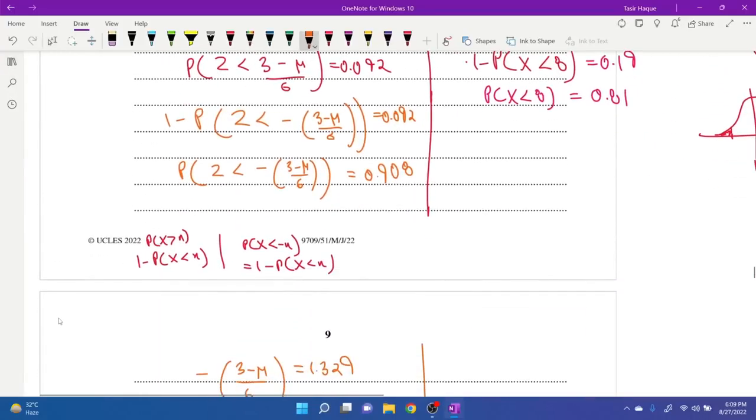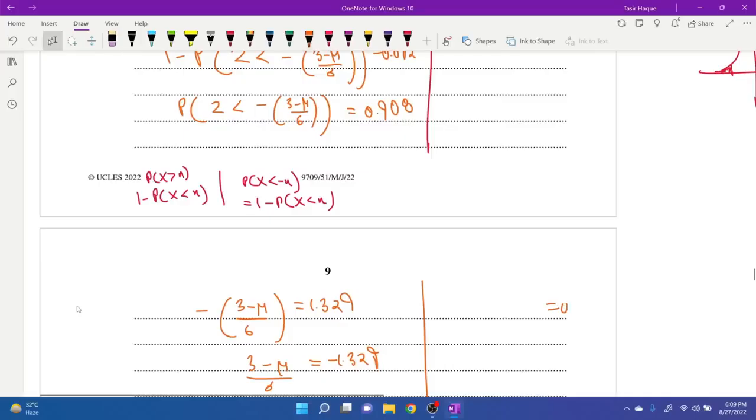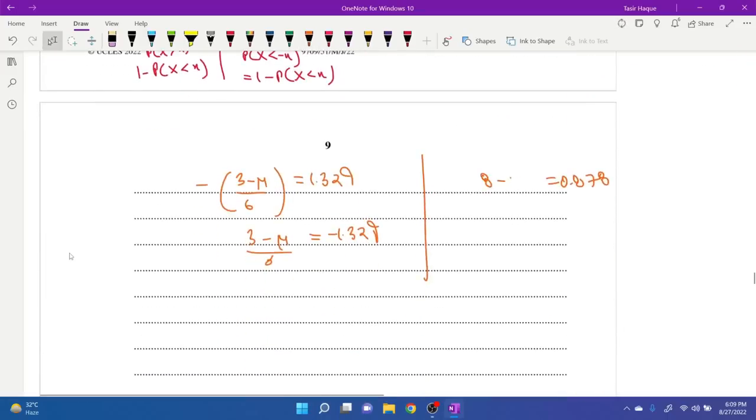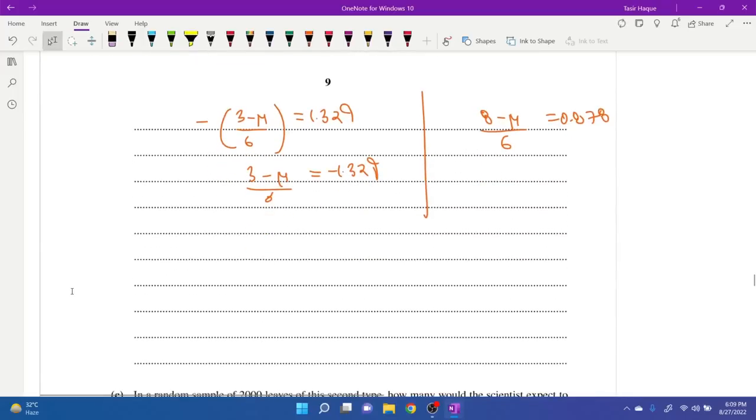Oh, I didn't standardize it, did I? So P(Z is less than (8 minus mu) by sigma) is equal to 0.81, or (8 minus mu) by sigma is equal to 0.878. Okay, so that's that. Now let's do this. 3 minus mu is equal to minus 1.329 sigma, and 8 minus mu is equal to 0.878 sigma. Okay, now let's solve them simultaneously. Minus 8 plus mu is equal to minus 0.878 sigma.